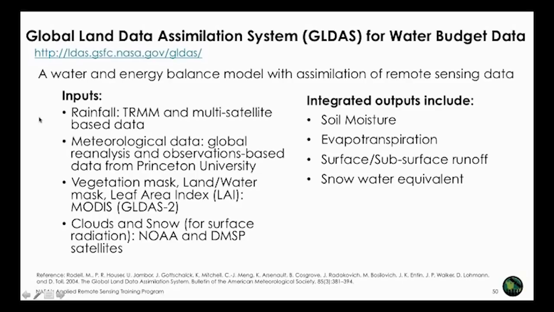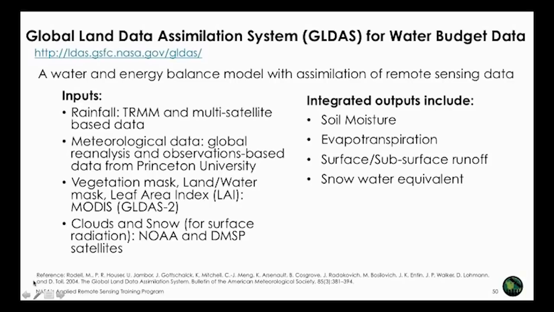What it does is that the model uses these inputs from remote sensing. So rainfall is used from TMPA. Other meteorological data are used from global reanalysis, and there are vegetation mask, land water mask, and leaf area index. These are all used from MODIS, and there is also cloud and snow information used from different NOAA and Defense Meteorological Satellite Program satellites. So these are used as input to a land data assimilation system, and integrated outputs are available, which provide soil moisture, evapotranspiration, surface and subsurface runoff, and something that is important also for certain river basins, snow water equivalent or snow melt is also available from this system.